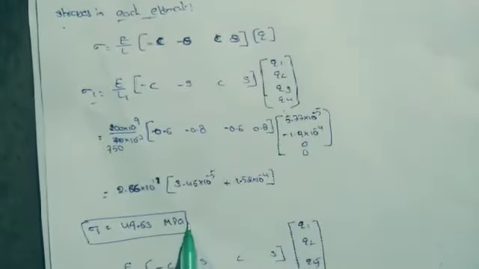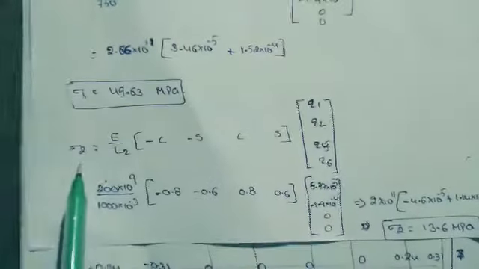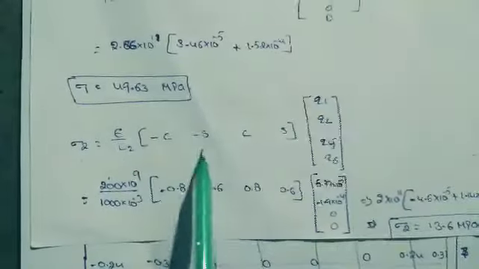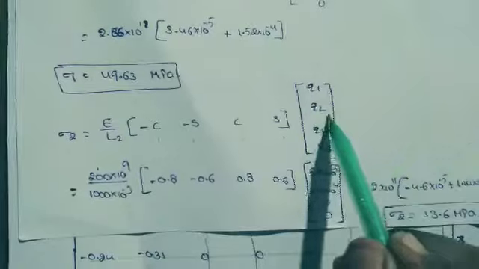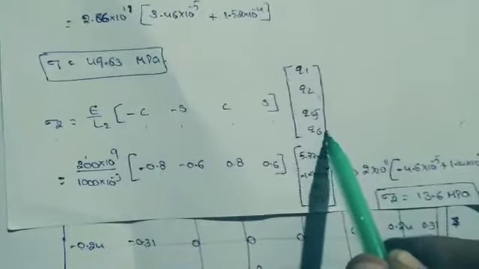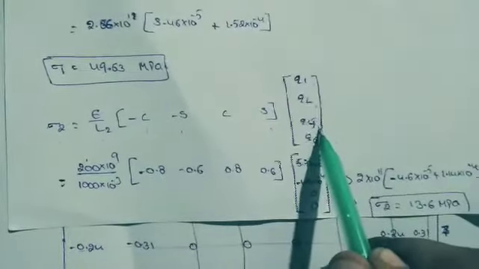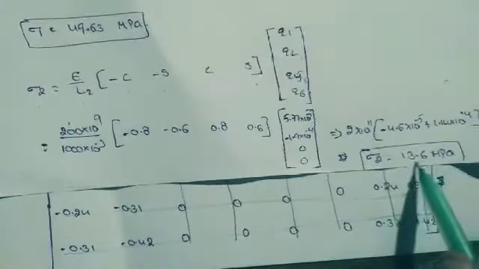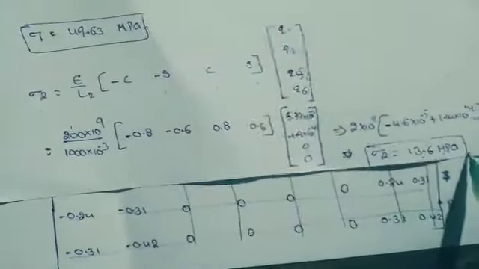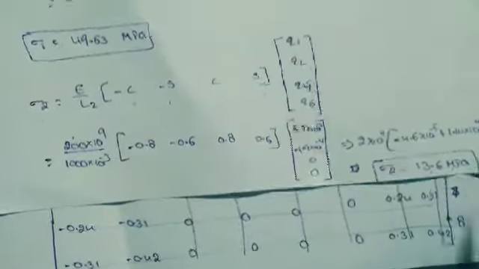Similarly, sigma 2 equals E by L2 times [minus C, minus S, C, S], here having the displacements 1, 2 at node 1 and 5, 6 at node 3. This is the second truss element's displacements. Substitute all the values and calculate, you get 13.6 megapascal as the stress in the second truss element. Similarly, calculate the stress 3.